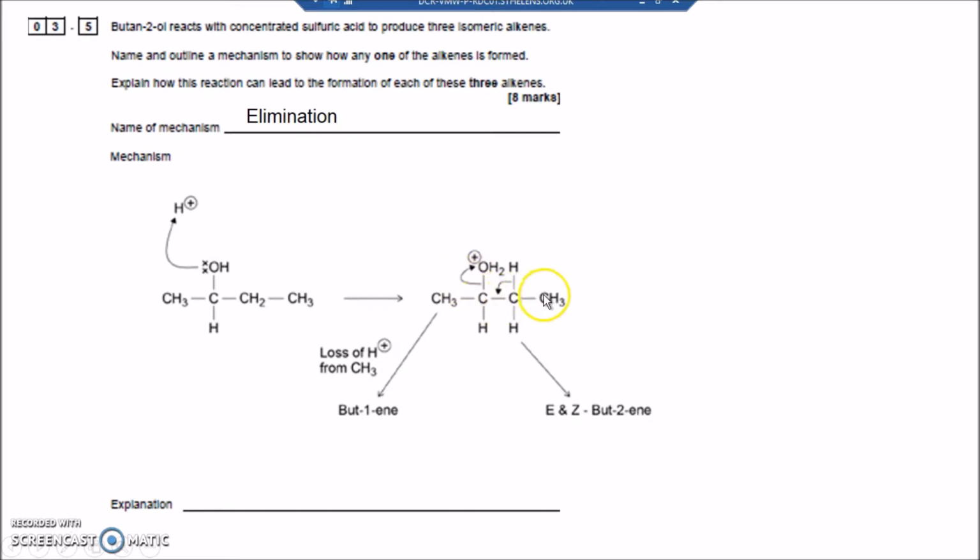I'll have one with both CH3s on the same side, a Z isomer of butene, and one where a CH3 would be above and one below, on opposite sides of the carbon-to-carbon double bond, and that would be my E isomer. So butene forms as a mixture of E and Z isomers along with two positional isomers, but-1-ene and but-2-ene.